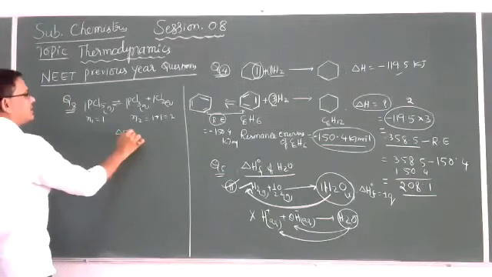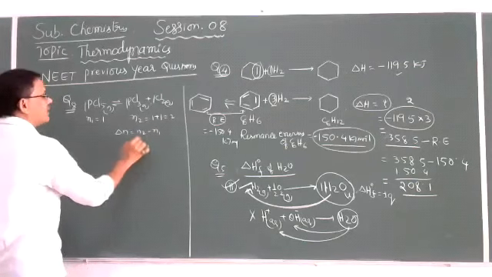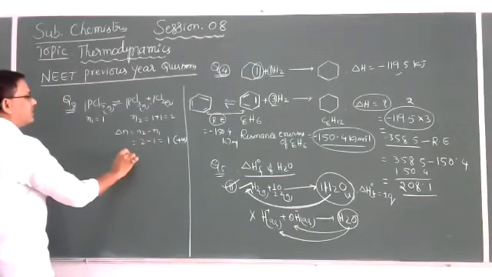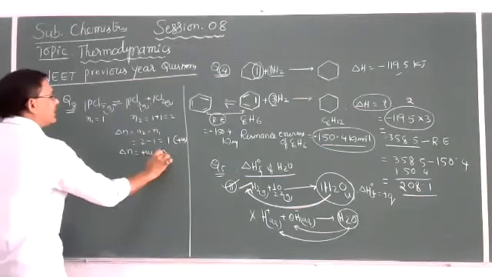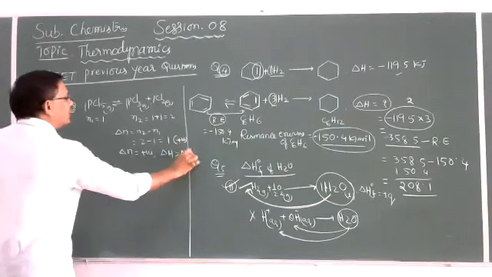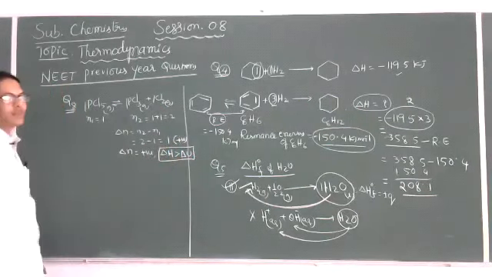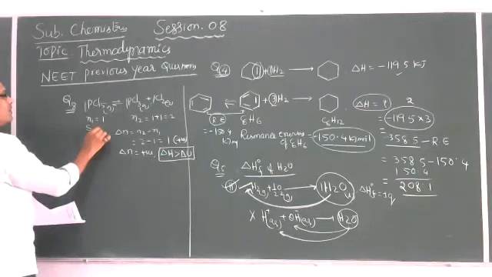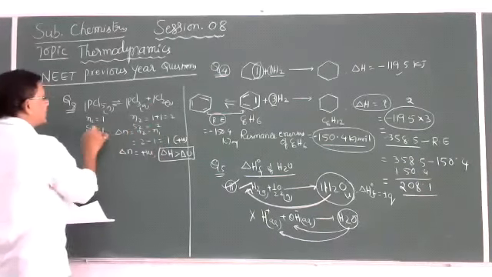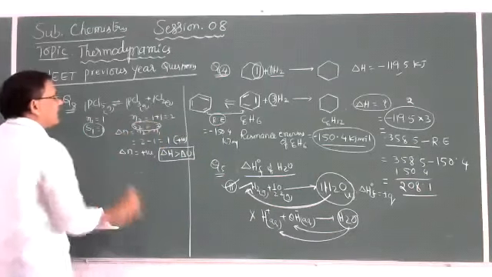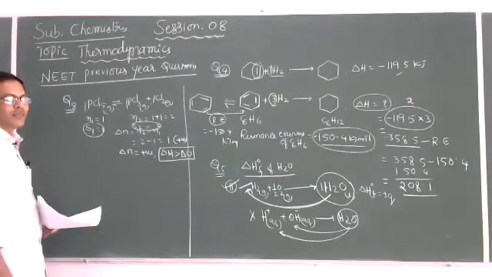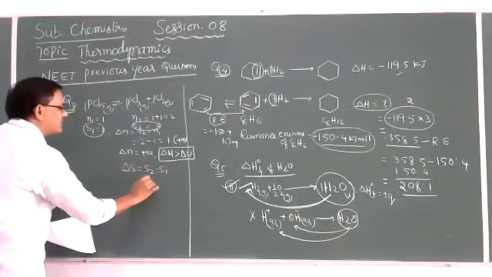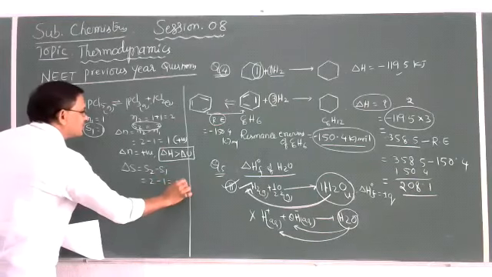Here delta n is equal to n2 minus n1, that is 2 minus 1, which is equal to 1, a positive value. If delta n is positive, then delta H is greater than delta U. Also here, S1 is equal to 1 and S2 is equal to 2. S1 and S2 mean entropies in the initial and final states. So delta S is equal to S2 minus S1, that is 2 minus 1, a positive value, 1.